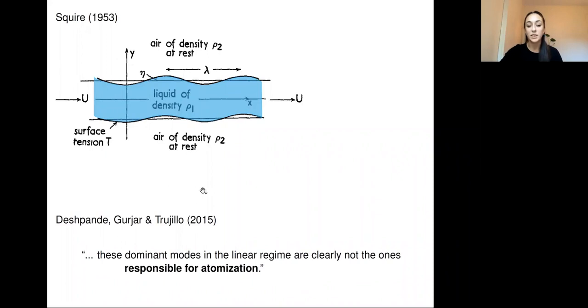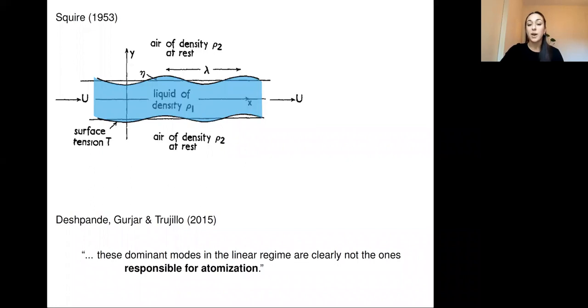More recently, there was a study that combined linear stability analysis of this problem with VOF simulation, so gas-liquid simulation. And they concluded that these dominant modes in the linear regime, so within small deformations, are clearly not the ones that are responsible for atomization, so they're not enough to actually rupture this sheet. Even though they found good agreement at early times in the linear regime, these disturbances were just not the ones that were actually tearing up the liquid surface.